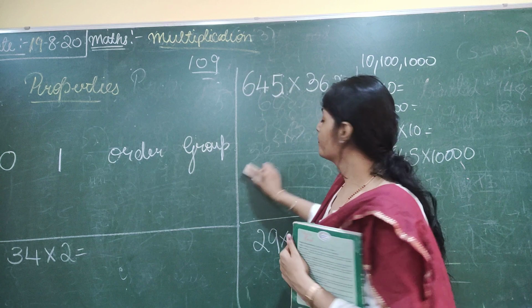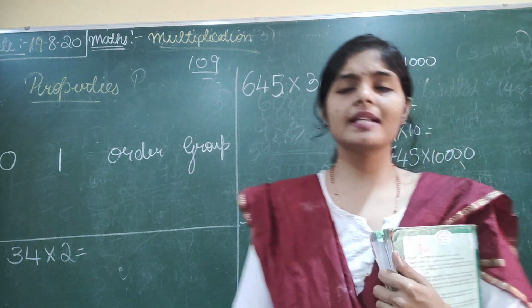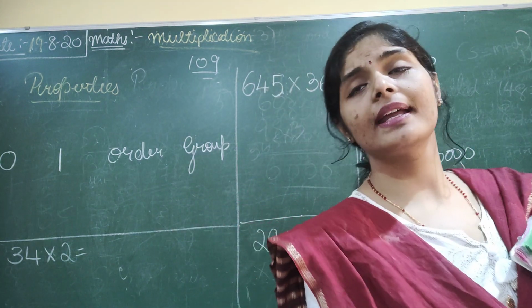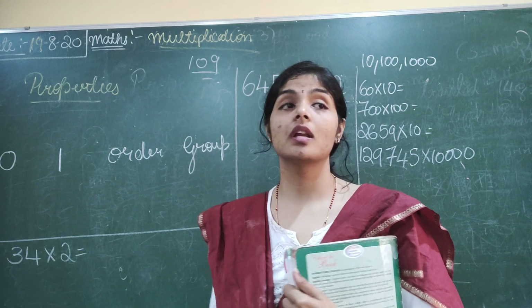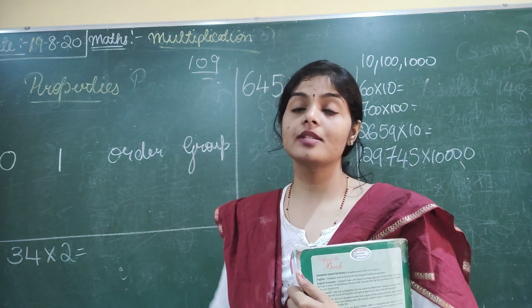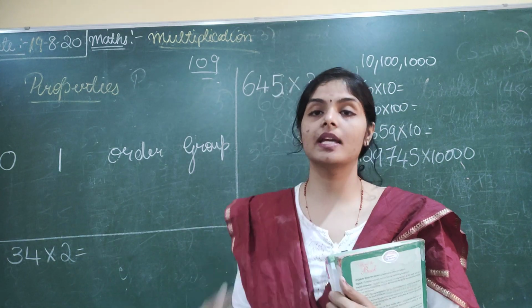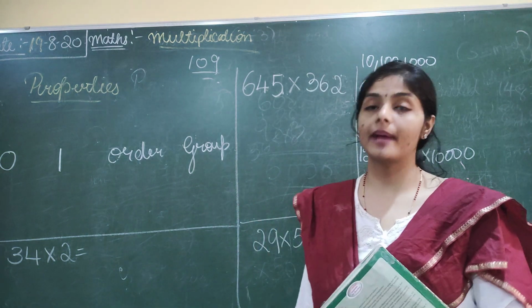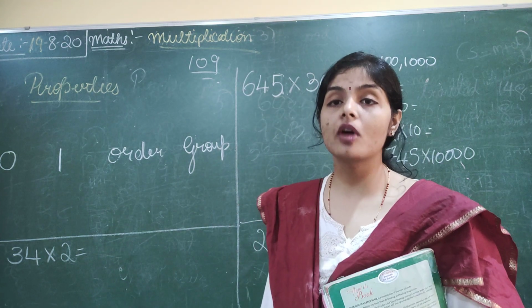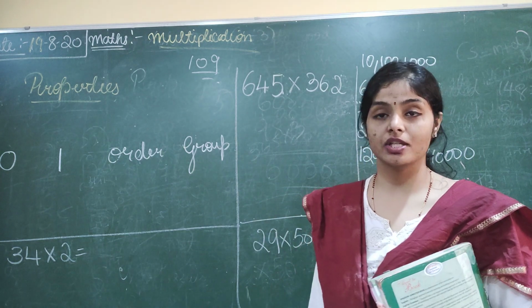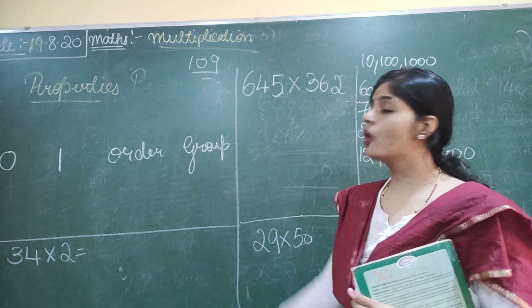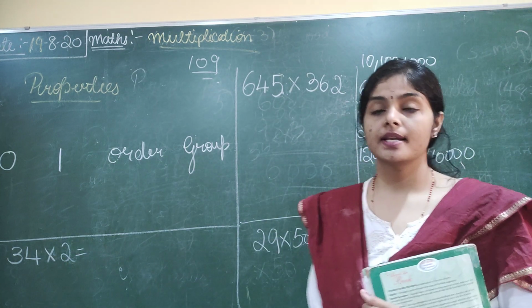Multiple additions in a simpler way is called multiplication. Got it, children? Instead of wasting time adding a larger number many times, you can just multiply it in a single way. Got it? That is known as multiplication. Repetition of addition is known as multiplication. Got it? Now we'll start with the properties.